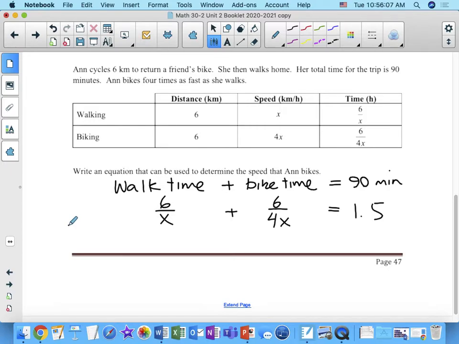There's our equation. What are the restrictions on x here? What makes sense in this context? x is a speed. What do you think? x must be greater than 0. There you go. x has to be greater than 0.